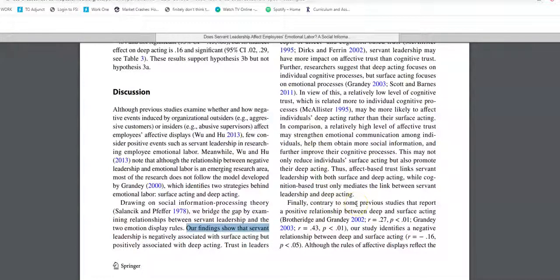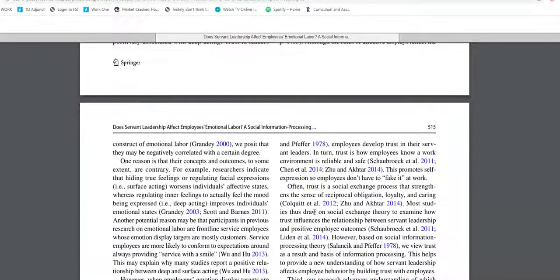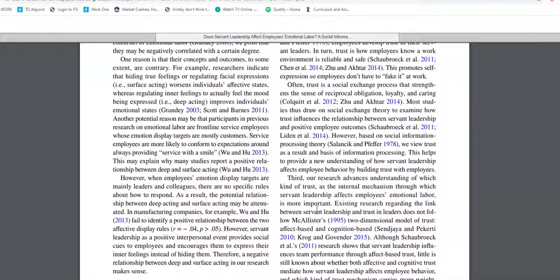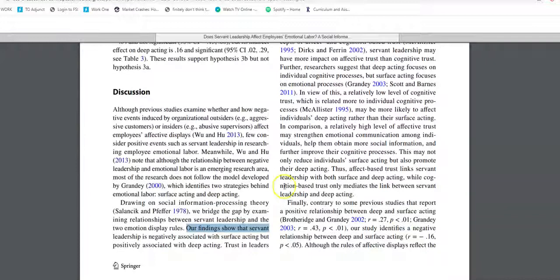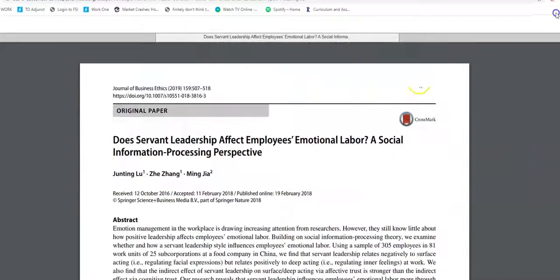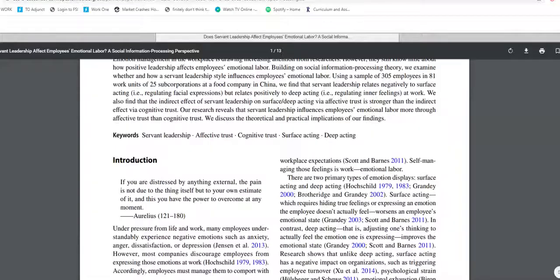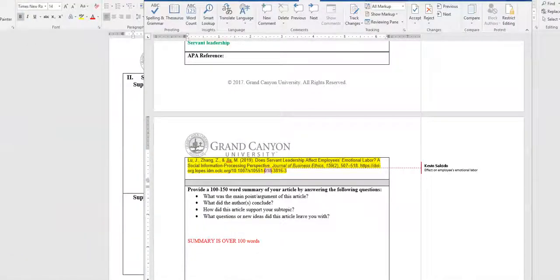"contrary to some previous studies that reported a positive relationship," and it goes into what they found. You'd have to read through it to make sure you understand what they found compared to what's in the past. So I'm going to find stuff that was found by these authors in the year 2019 versus what they reported in the past.